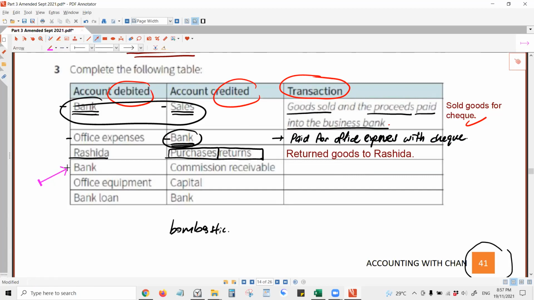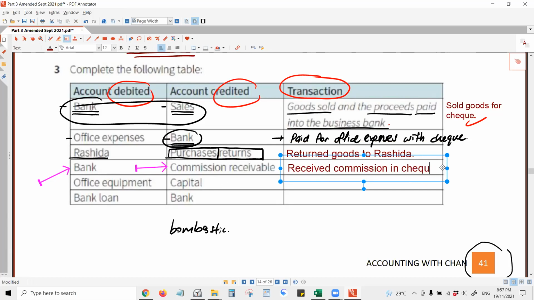Next, debit bank means you receive money into your bank account. Credit commission receivable, it means you receive the commission in the form of a check. Receive commission in the form of a check. So you may write like this: receive commission in check. Simple, complete, easy to understand, still get the marks. So keep things simple. They are not looking for anything complex here.